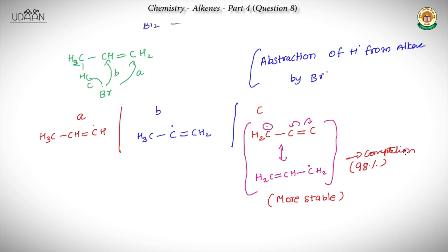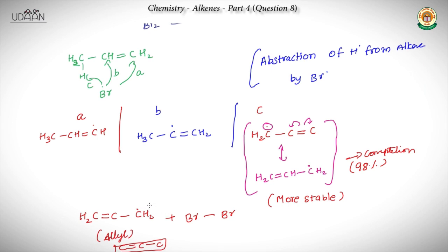That's what happens next. You get a radical, H2C double bond C and CH2 radical. Now you have bromine. The propagation step involves cleavage of Br2 by this radical. This is called an allyl radical, where you have C double bond C. This is called the allyl group and this is the allyl radical.